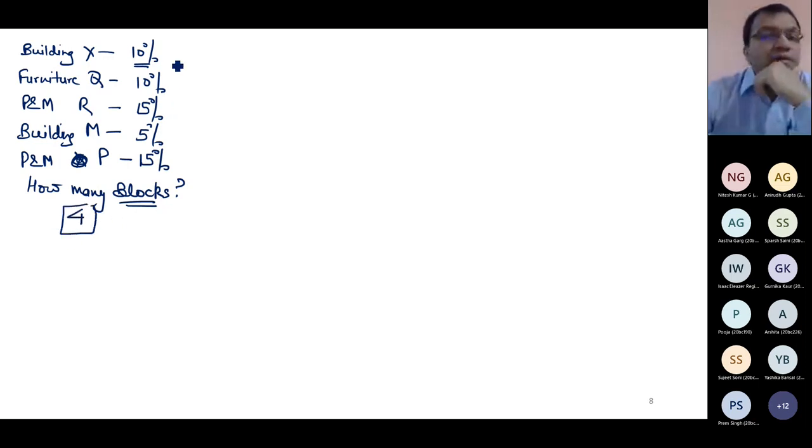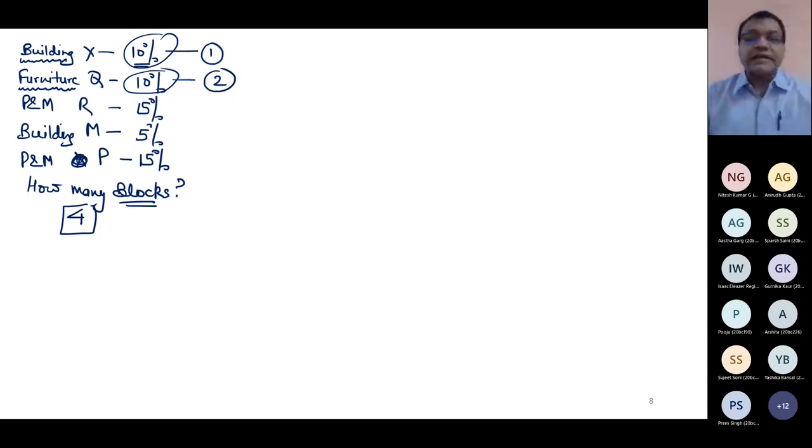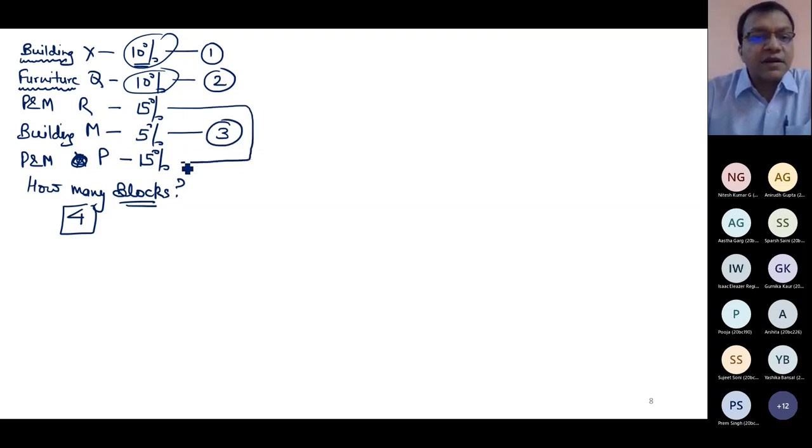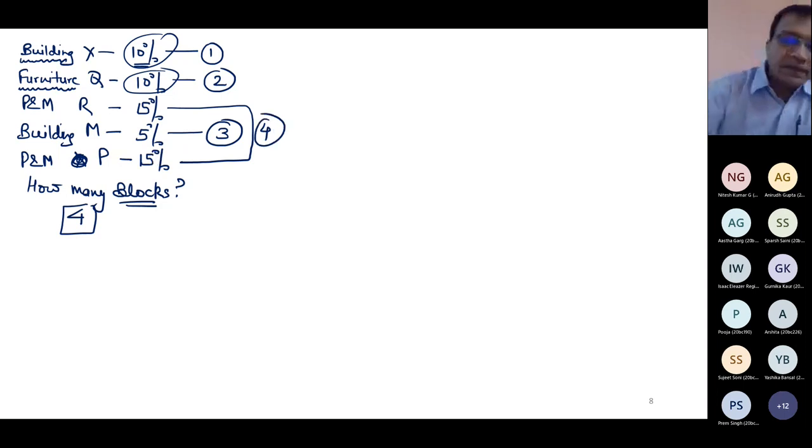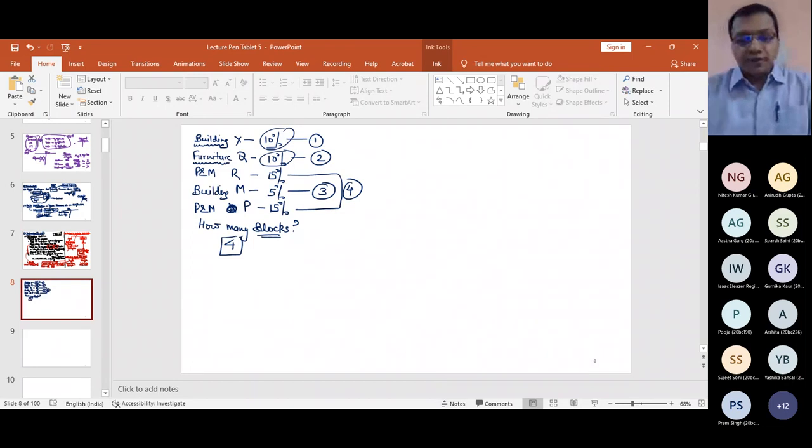4. This is one block. This is another block. Though rate may be same, but those two are different. One is building, another is plant, another is furniture. I cannot merge it. Not only the rate, but category also must be same. This 5% building, third block, and this plant and machinery and this plant and machinery, 4 blocks. Please raise your hand if it is clear that I will make 4 blocks in this example. So you must know how the blocks are made.